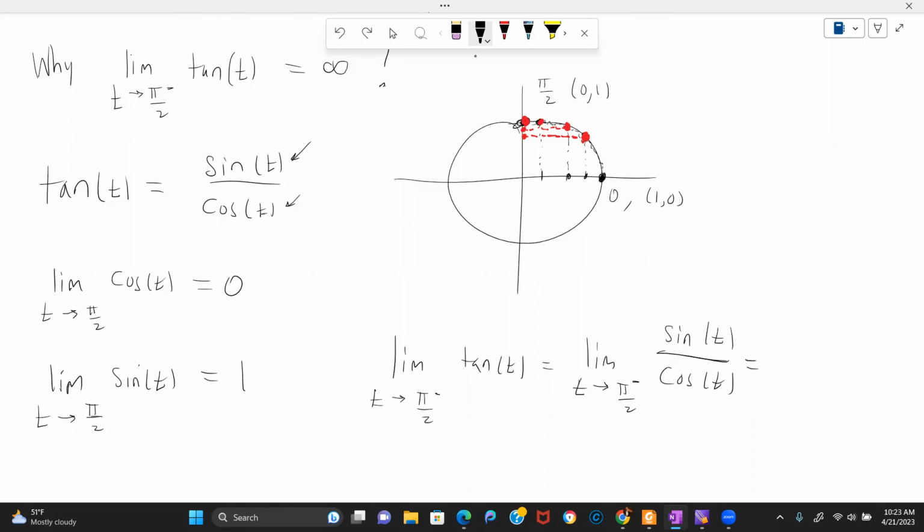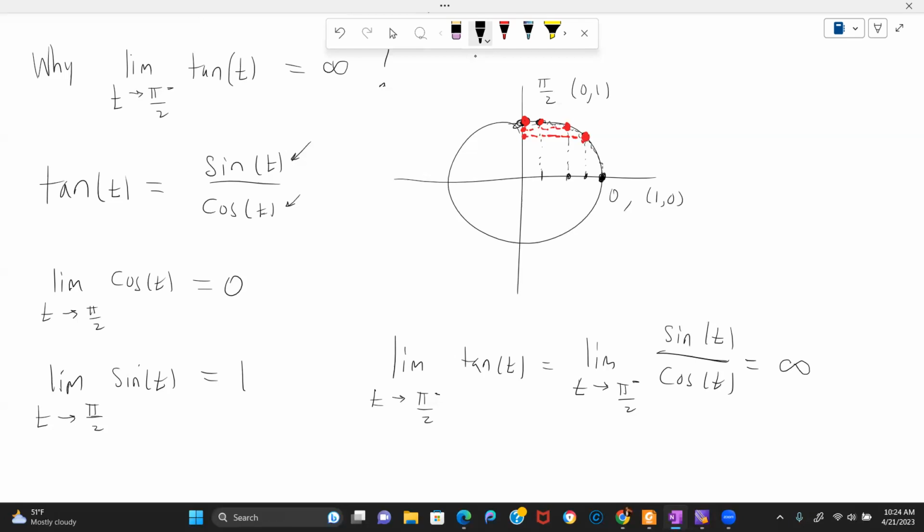If you take 1 and divide it by 0.01, you get 100. If you take 1 and divide it by 0.001, you get 1,000. So these numbers are getting bigger and bigger when you compute this fraction. That's why this goes off to infinity, because the sine of t is approaching 1 and the cosine of t is approaching 0.